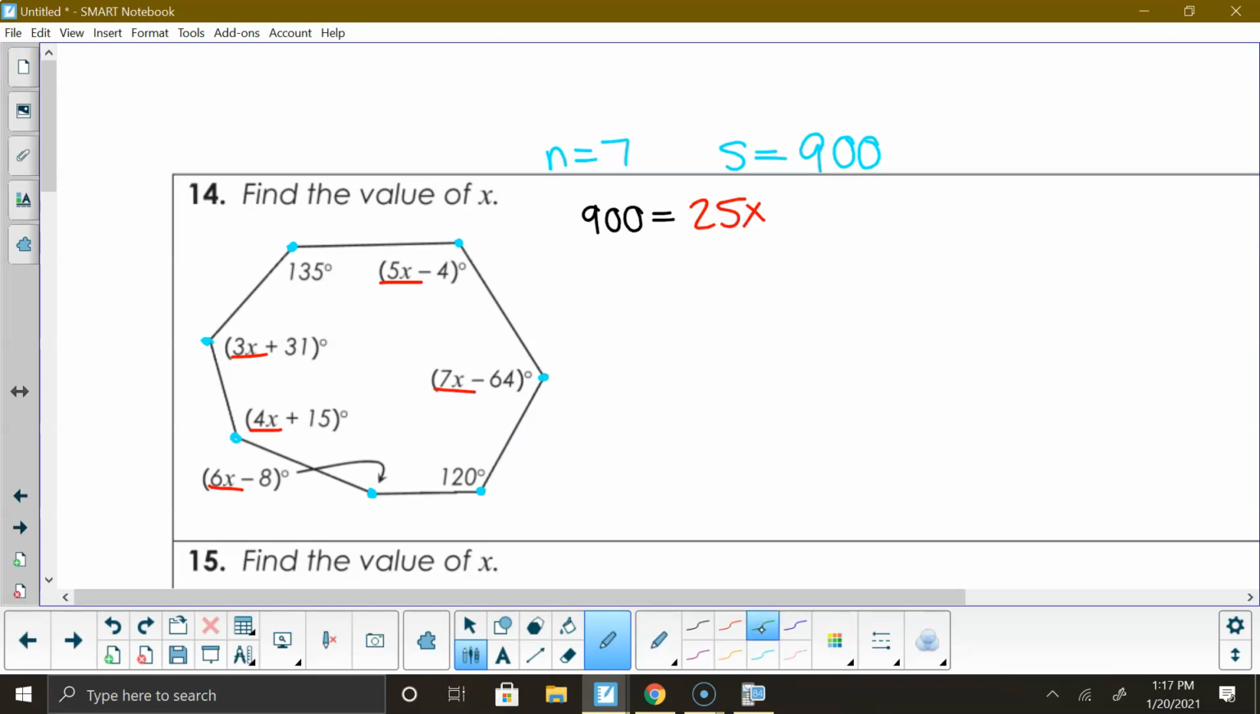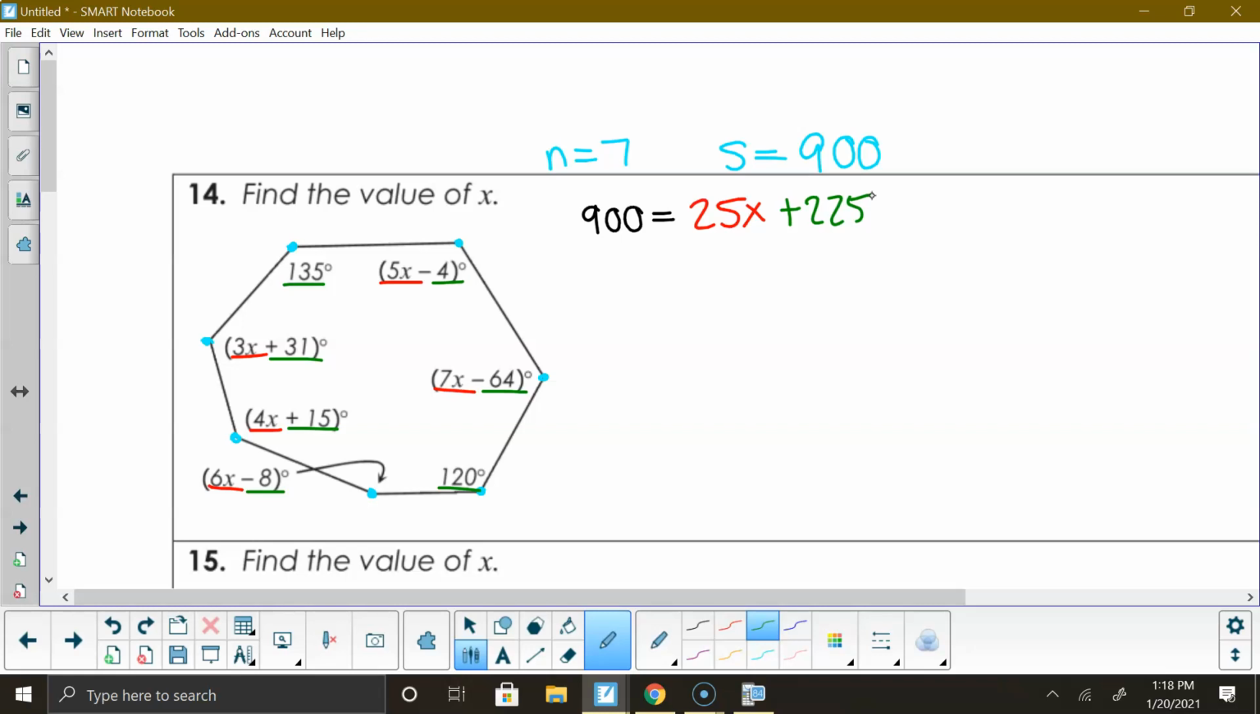Now, for this last part, all calculator. 135 minus 4 minus 64 plus 120 minus 8 plus 15 plus 31. I want to say it's like 225. I just did this one last period and the kid wrote 224. I'm like, that's why you're getting a decimal. But it should be 225. Does that kind of make sense as to how I did it?